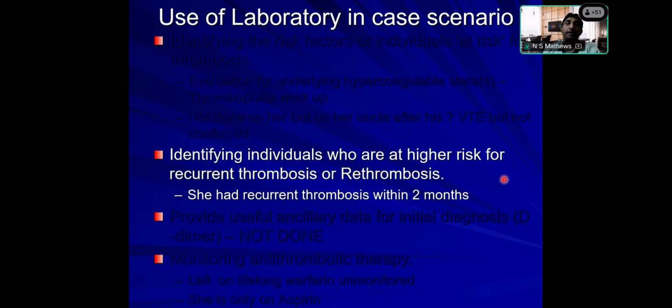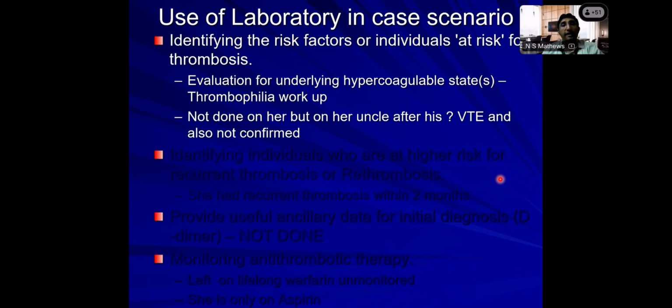So individuals who are at higher risk for recurrent thrombosis, our case is having a recurrent thrombosis event within 2 months. And identifying the risk factors of thrombosis, you have to evaluate for underlying hypercoagulable state, which is a thrombophilia workup, not done on her very clearly, but done on the uncle after his query VT, which is also not confirmed. So a little mismanaged this case.